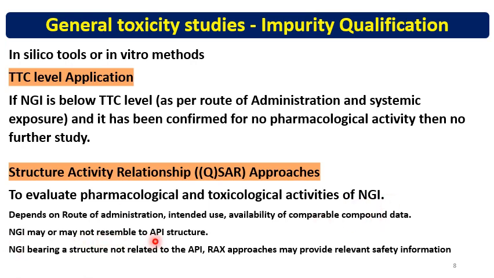NGI may or may not resemble the API structure. Sometimes if the impurity is relevant in structure to the API, these are called related substances. If the NGI resembles the API structure, it will have a less toxic impact. And if it is not related to the API structure, then you can go for QSAR approaches by read across approach. That is known as the RAX approach, and this RAX approach may provide safety information.